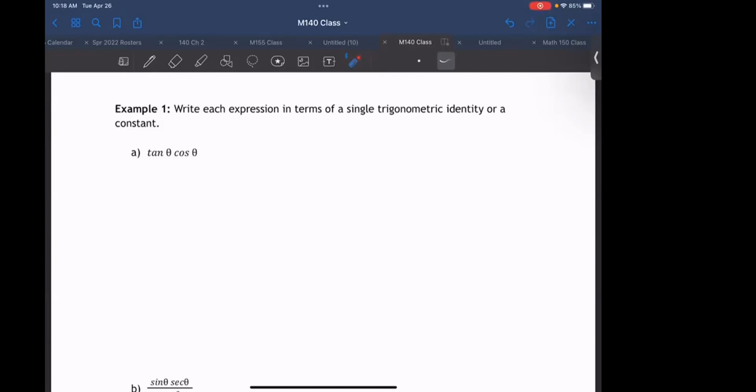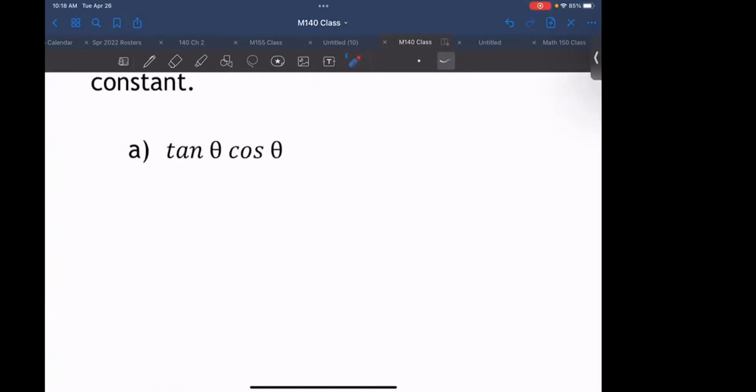Okay. And at the very end, you might get an answer that looks like this: tangent, cosine. Now you hand it in to your professor, who takes your test and grades it, and they look at it and say, oh, I'm going to take off a point because it's not simplified. And you're going to be like, oh, darn it. I should have gone back to 140 and learned this. Okay. So this is where this sort of question comes up.